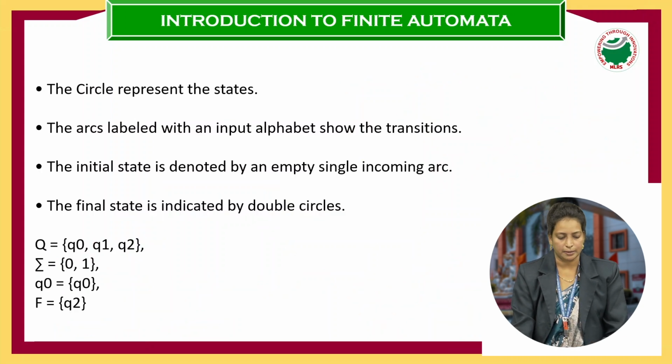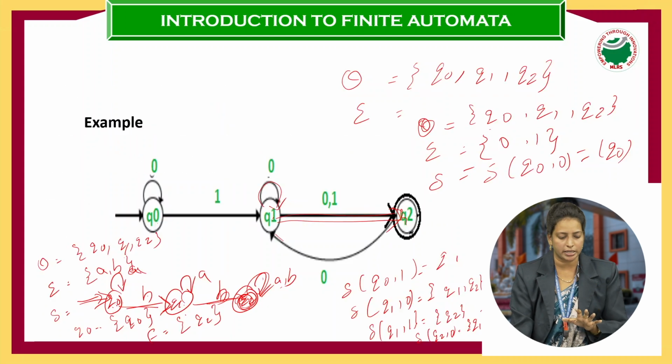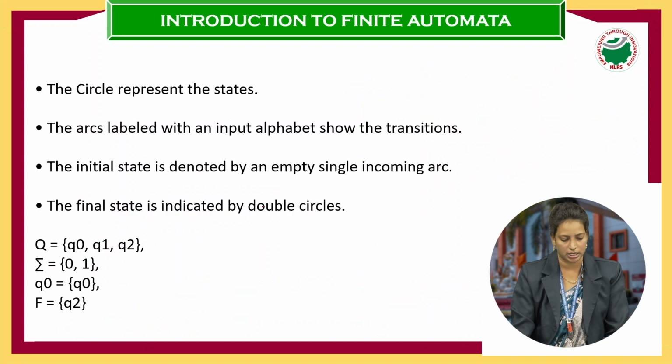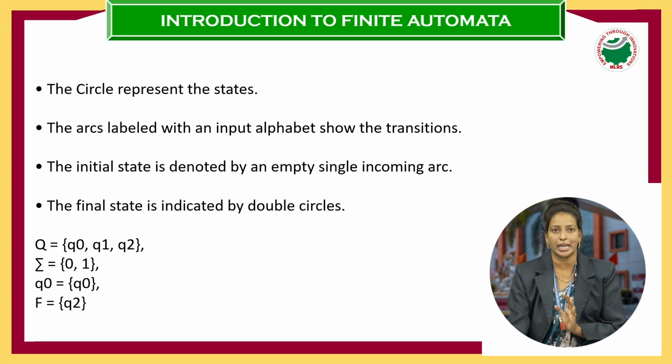Okay. Next, in this example, the circle represents states. Next, the arc labeled with an input alphabet shows the transition.